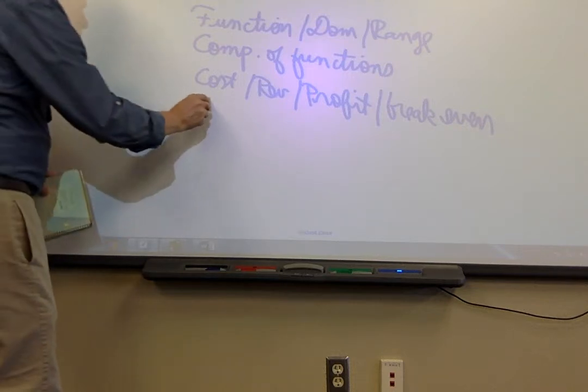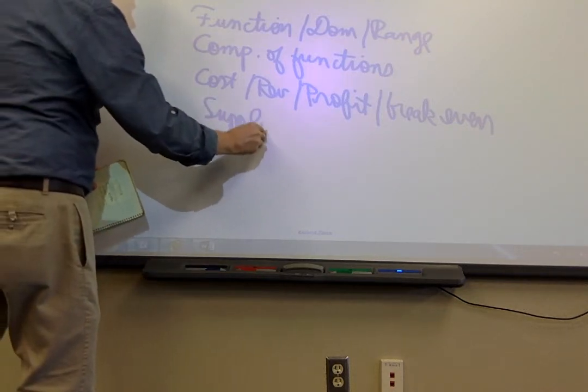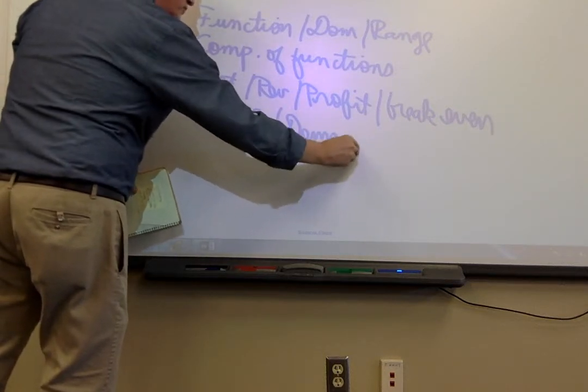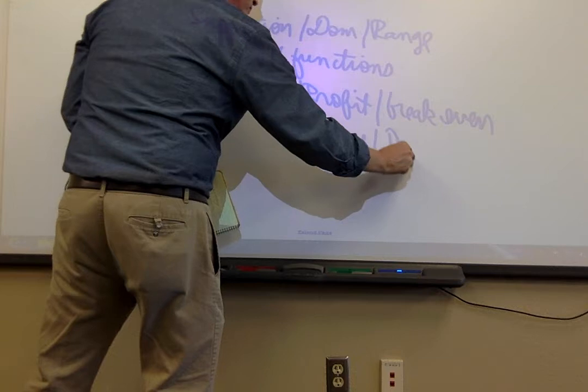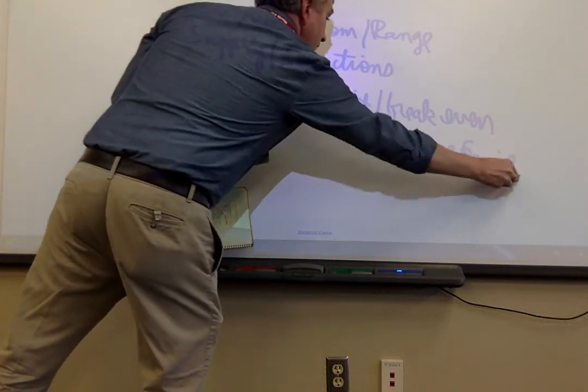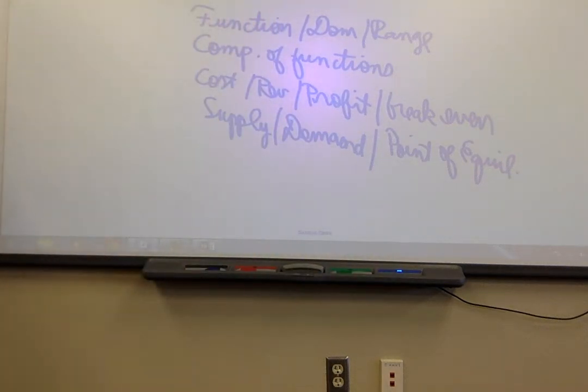Okay. Supply, demand, and point of equilibrium. Just like the last question on quiz 2. Then it goes to all that we did with limits in 2.4 and 2.5. Limits, one-sided limits, continuity that we did last time.